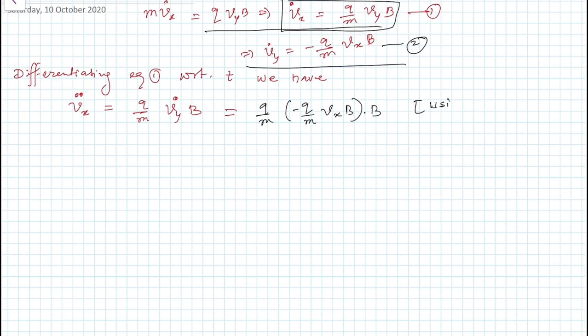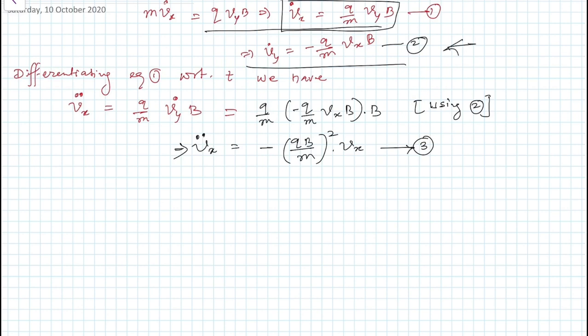So using equation number 2, we will get vx double dot is equal to minus (qB by m) whole square into vx. This is equation number 3. So that's what we have got. This is vx double dot.